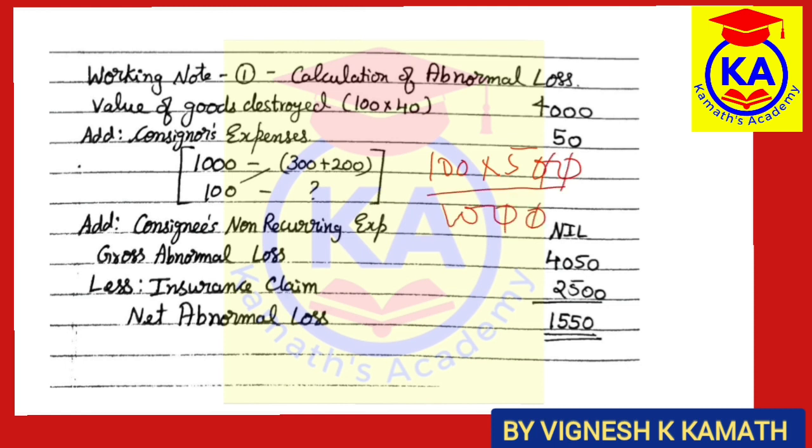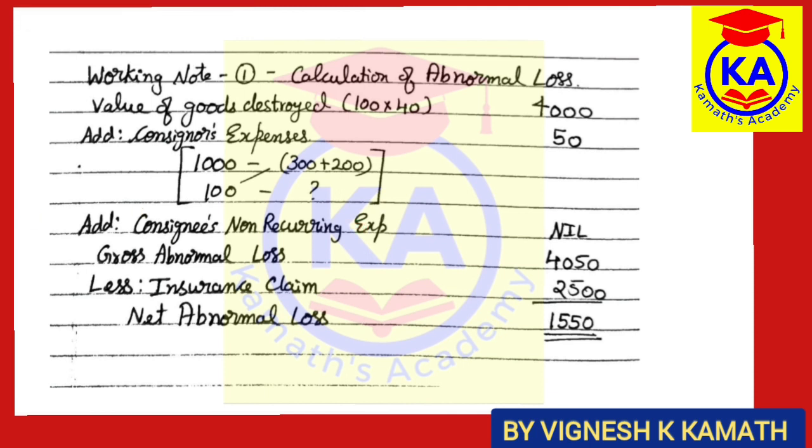2 0 cancel, 1 0 cancel. 10 into 50, 10 into 5, 50. I hope you are clear with this. Please make a note of the format, because it should come in the same order, or else your answer will be wrong. For 1000 kgs 500 rupees, for 100 kgs how much?